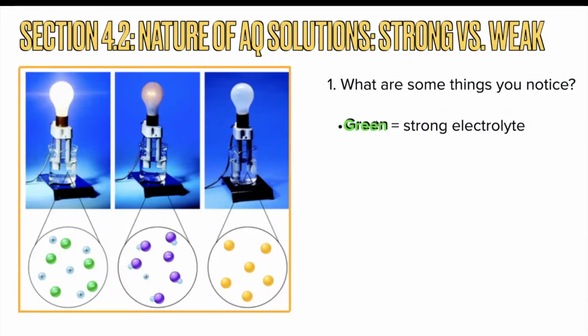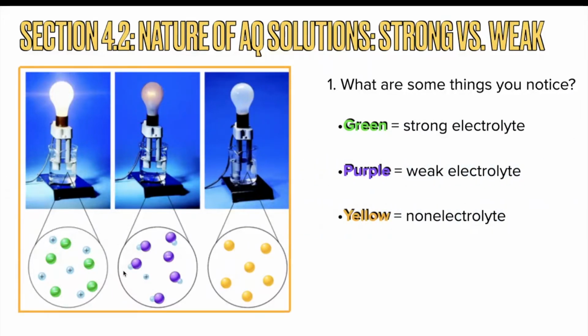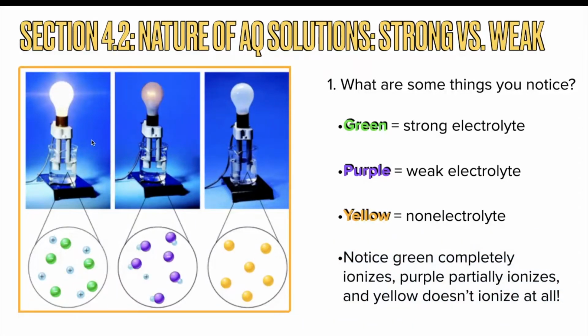Well, hopefully you noticed that green would be our strong electrolyte, purple would be a weak electrolyte, and then yellow would be a non-electrolyte. How can we kind of see that? Well, remember, according to this section, strong electrolytes completely ionize, meaning they turn completely into positive and negative charges. So this has nothing stuck together. All of them have been separated into positive and negative charges.